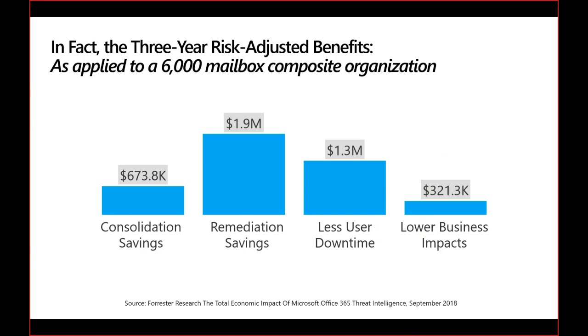So for example, just by consolidating into one service that does all this stuff, you could save almost $700,000. The savings from the ability to remediate with Office 365 Threat Intelligence was almost $2 million. Less downtime was a little bit more than $1 million in savings, and ultimately just lower impact on the business, which could be a multitude of different things, was greater than $300,000 in savings. And once again, this is obviously a mathematical model, but this was based on all the interviews and all the assessments that Forrester did when they created this study.